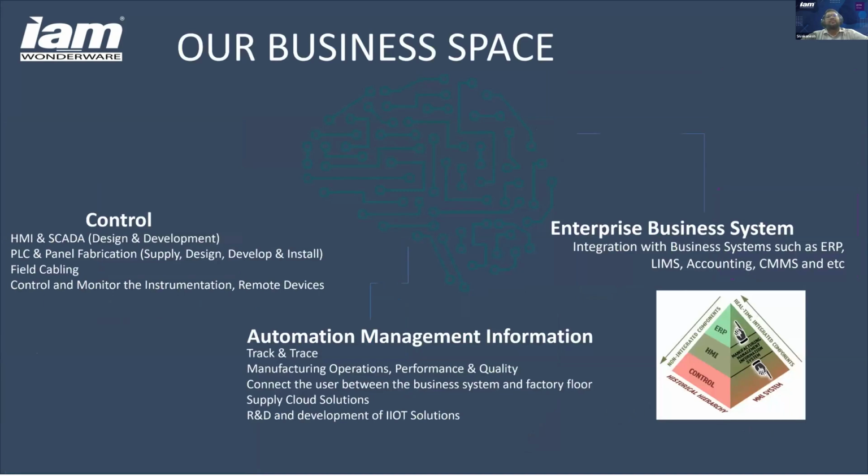Our business space, so what we do. If you are familiar with the automation pyramid, it levels up from the control system all the way to the business network. So we bridge the gap. That means we do from hardware fabrication until providing clean data to ERP systems. So from connecting to the hardware, connecting to the controllers, and then collecting the data, massaging the data, cleaning the data, and then sending the data out to the ERP system. So that's in short.